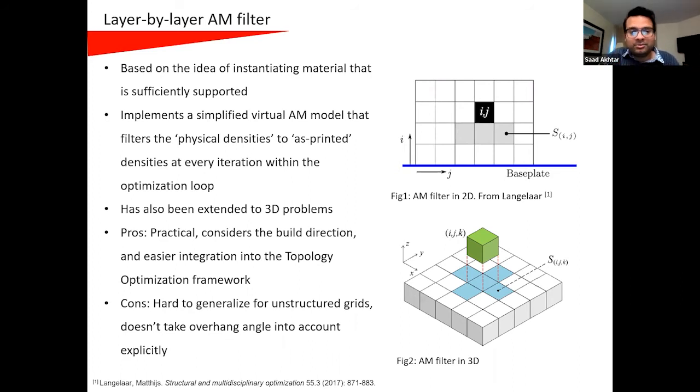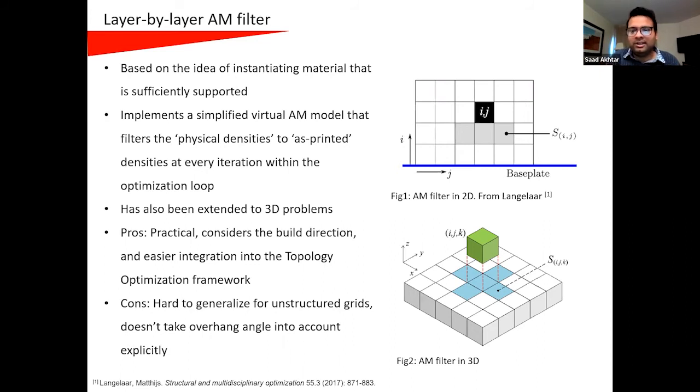But yeah, these are some of the pros. The cons were that it's hard to generalize for unstructured grids, and it doesn't take into account the overhang angle explicitly. So for example, like I said, below 45 degrees you have problems. But here, how do you know that the overhang angle is 45? There's no explicit programming of that into this filter. It's based on the number of materials. So that's how you tune your overhang angle.